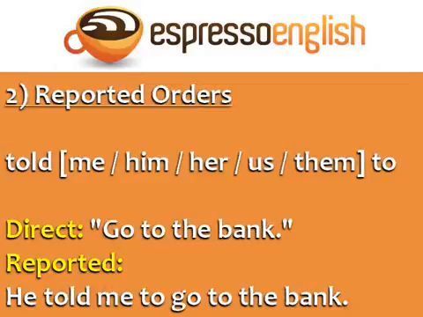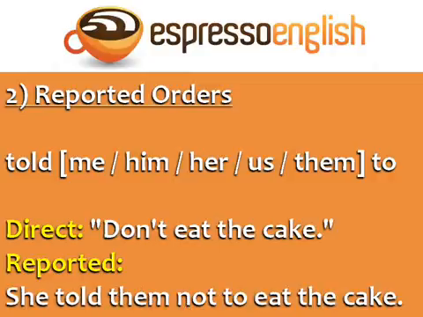For reported orders or commands, use the structure told, me, him, her, us, or them, to. For example, direct: "Go to the bank." Reported: He told me to go to the bank. Direct: "Don't eat the cake." Reported: She told them not to eat the cake. Again, in reported orders, the main verb does not change its form from the direct to the reported statement.